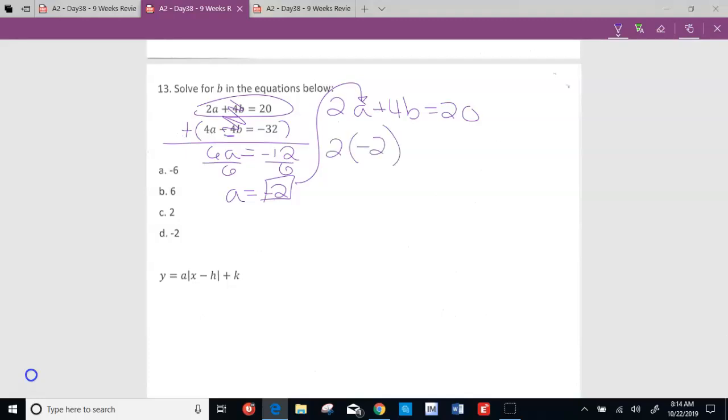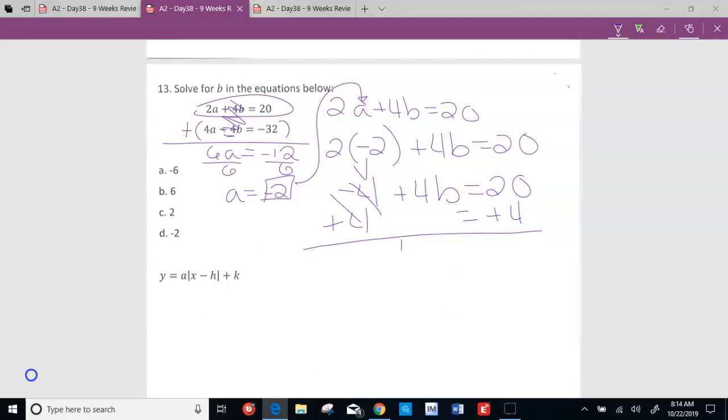2 times negative 2 plus 4 times b equals 20. 2 times negative 2 is a negative 4, which is what I needed to get my correct answer. Equals 20. I'm going to add 4 to both sides. As I take my time, I then cancel this out. I get 4b equals 24. Divide both sides by 4, and now I get an answer that's not only acceptable and correct, but it's actually an available choice, which is choice B.